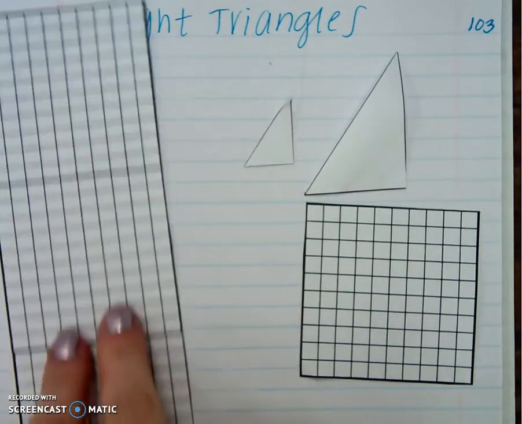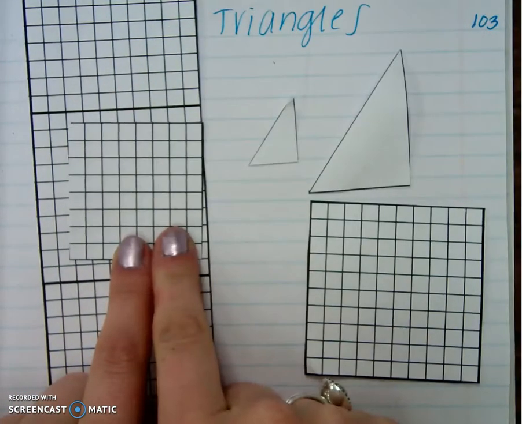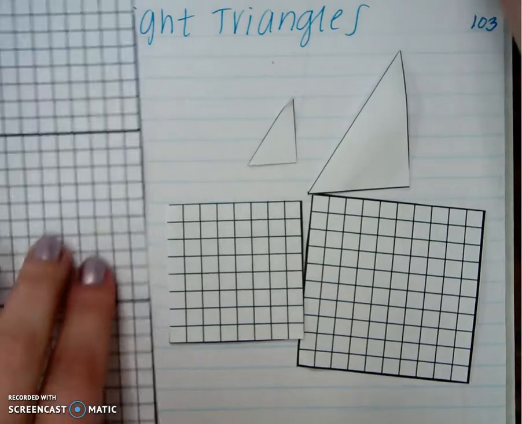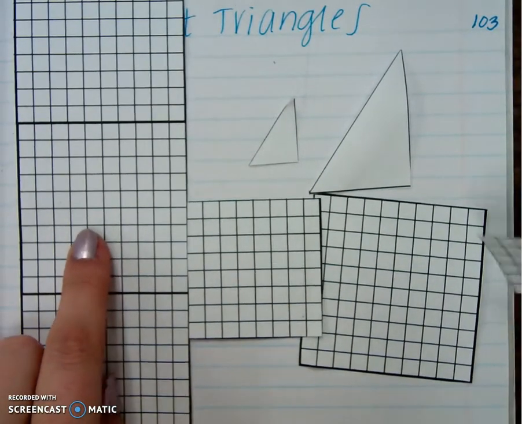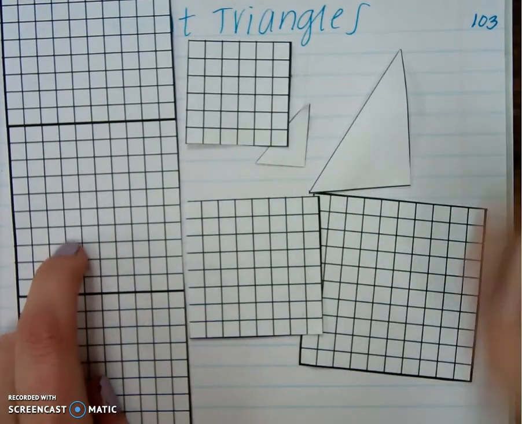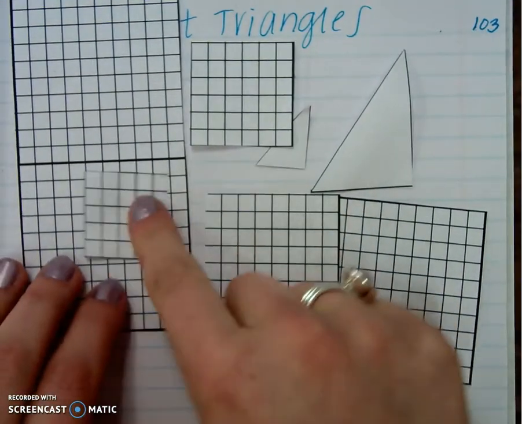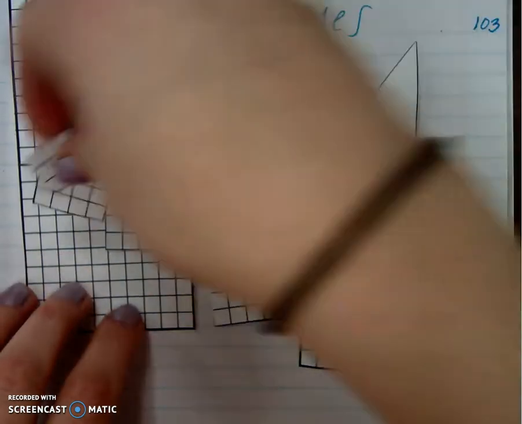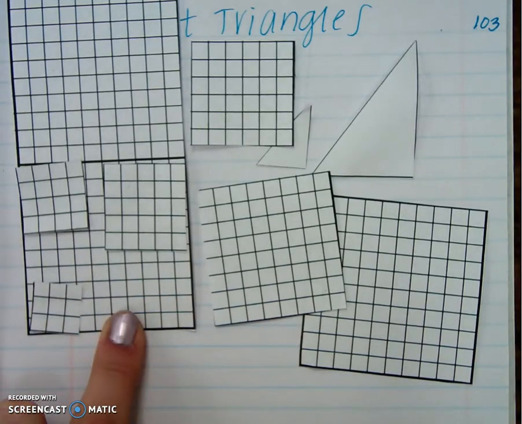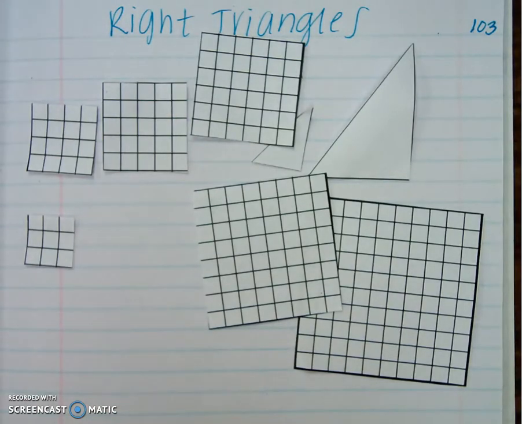Out of the next coordinate grid, you need an 8 by 8 grid. Okay, an 8 by 8 looks like that. Out of the next coordinate grid, you need a 6 by 6. Go ahead and cut that out. And out of the last coordinate grid, you're going to get 3 things. You're going to have a 5 by 5, a 4 by 4, and a 3 by 3. Okay, so you should have 6 little coordinate grids there now.